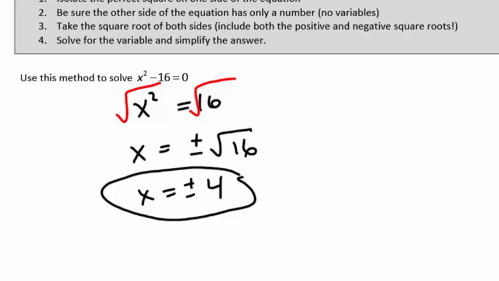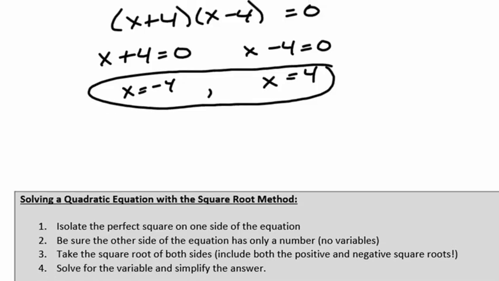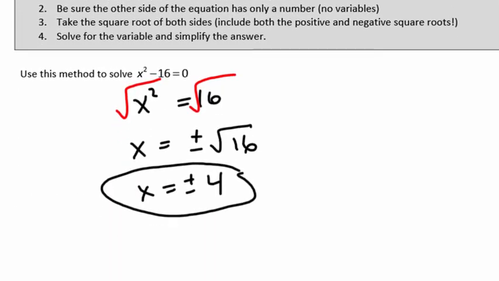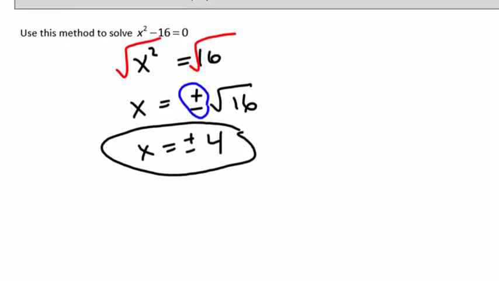So the answers should match no matter if I solve by factoring or solve by the square root method. And once again, you need to remember to write in plus and minus whenever you take the square root of both sides of the equation. Let's look at another example.